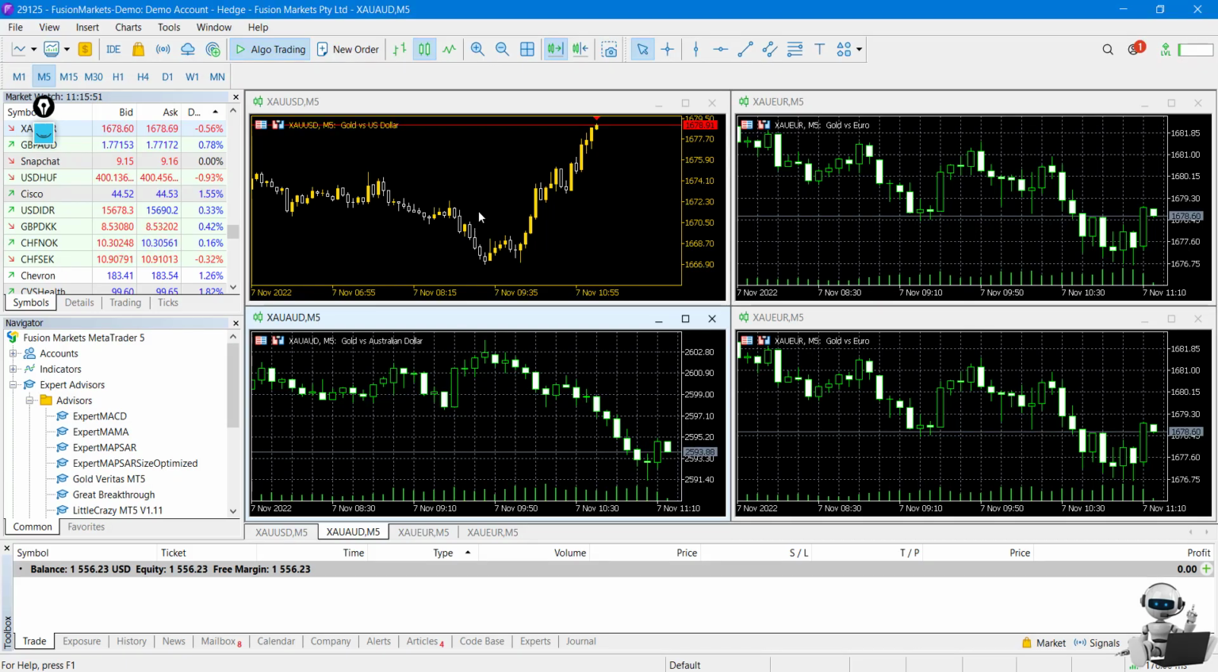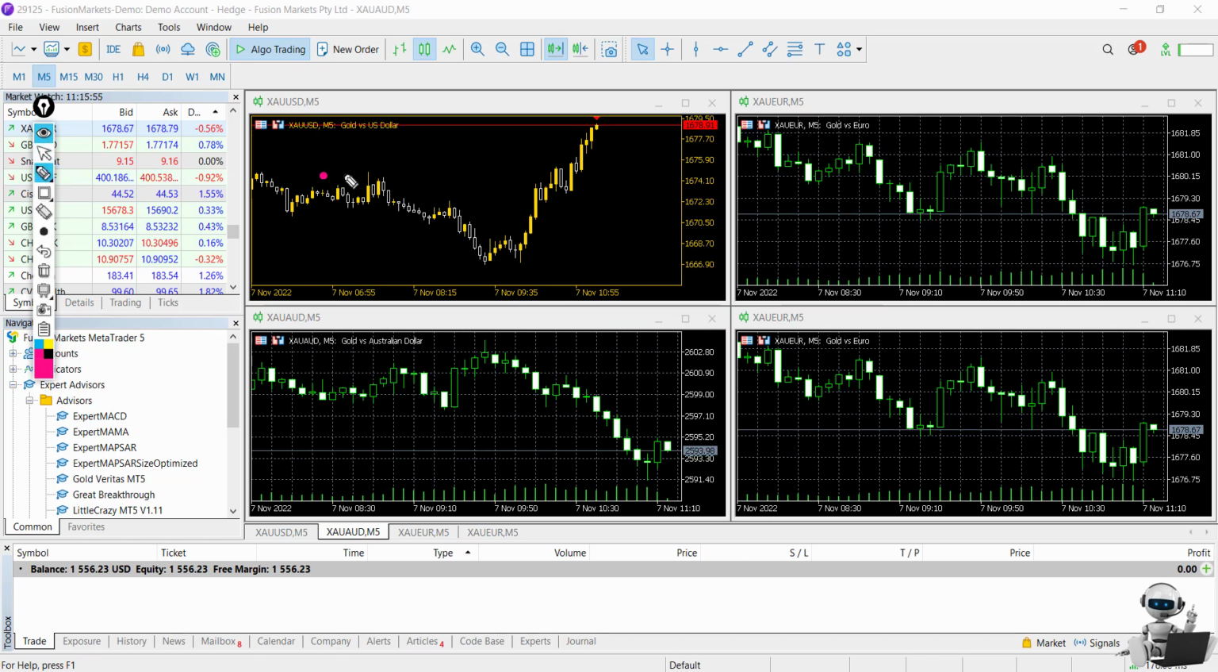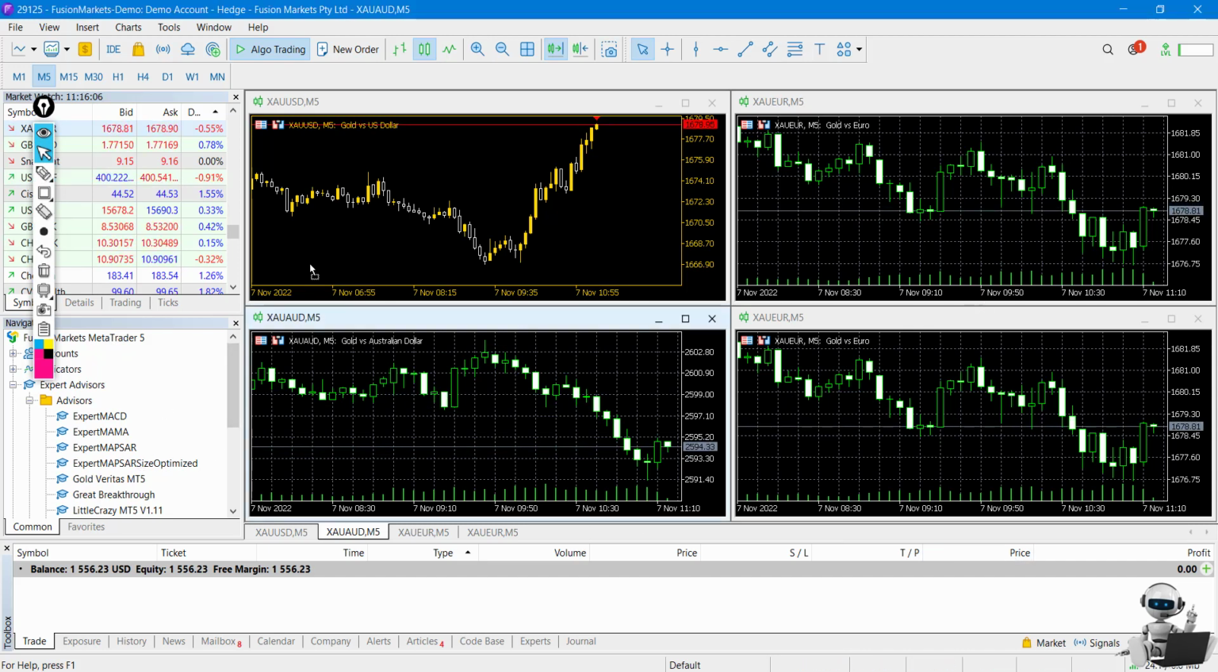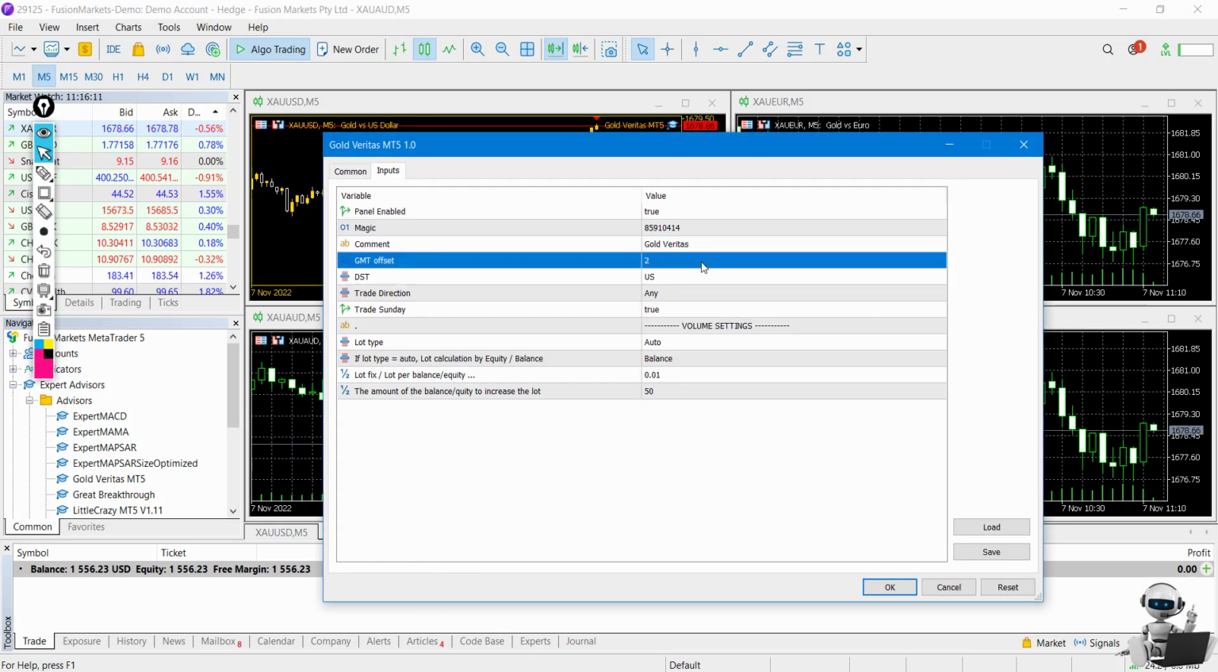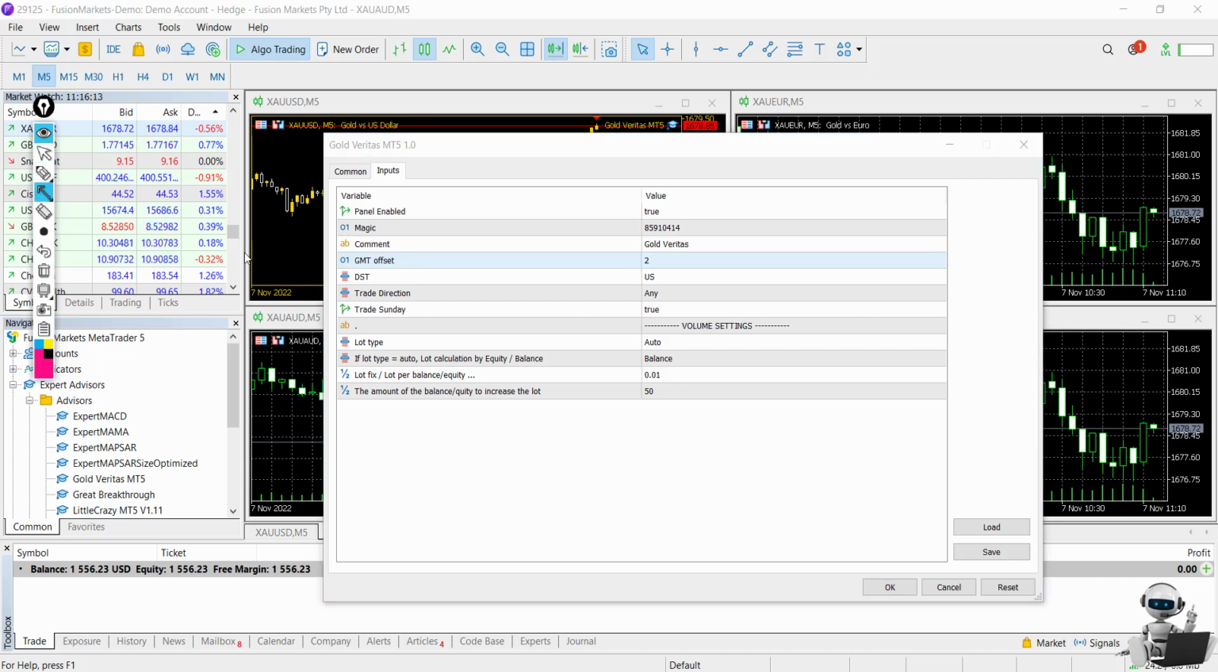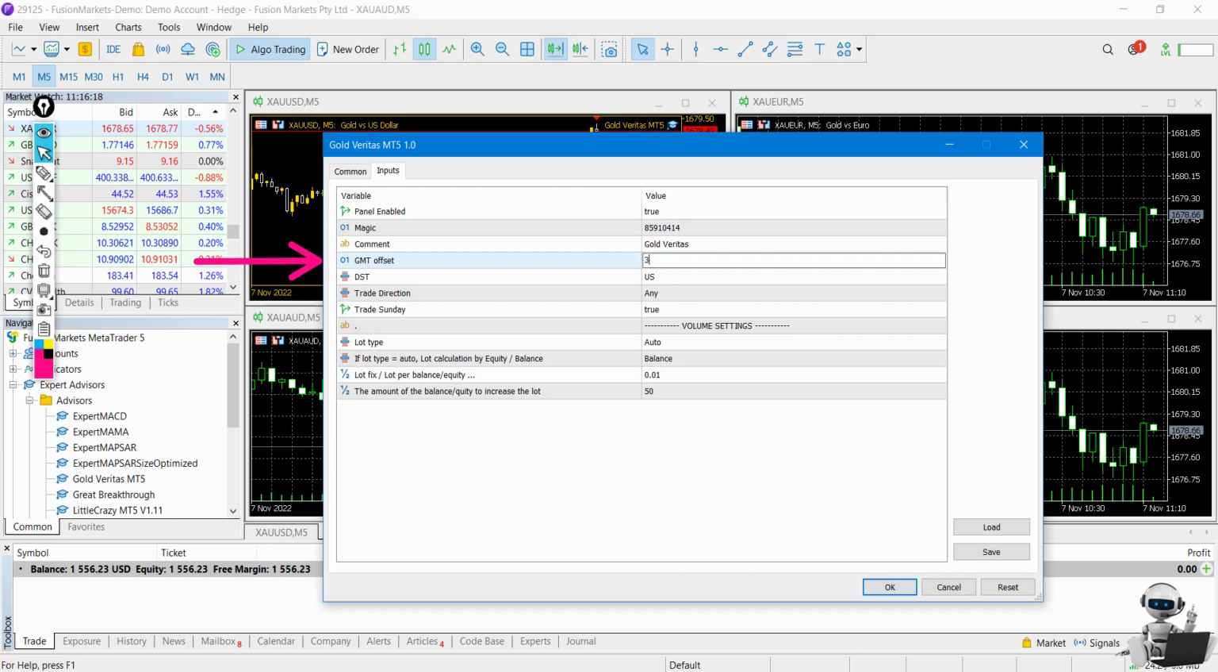Now for the MT5 and for the broker, I recommend you use Fusion Broker because it has all the pairs that the EA requires. So what you do, you put the EA on each of the charts and all of them should be in the 5-minute time frame. You put the EA and simply allow algo trading. And here, this is one important thing you have to focus on, which is the GMT offset. For IC Markets and Fusion Markets, they are using GMT+3. If you don't know what your GMT time is, simply ask your broker's support. They will provide you the answer.